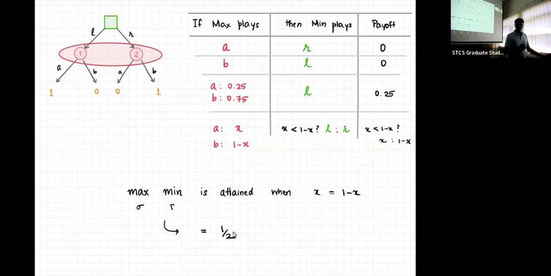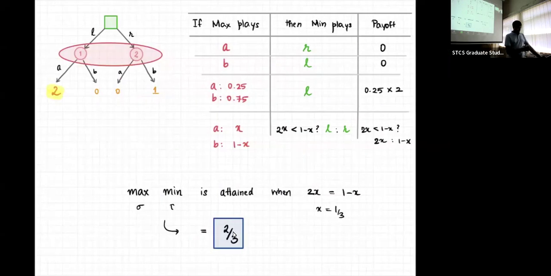Are you with me? So knowing that min is going to do this, Max will choose an X such that X equals 1 minus X. Because if X was less than 1 minus X, let's say 1 by 3, then the payoff will be 1 by 3. So Max will decide to just keep X equal to 1 minus X. So that is the payoff here, and the strategy is to play A and B with half-half probability. This is just to illustrate, though, that it's not always half-half.